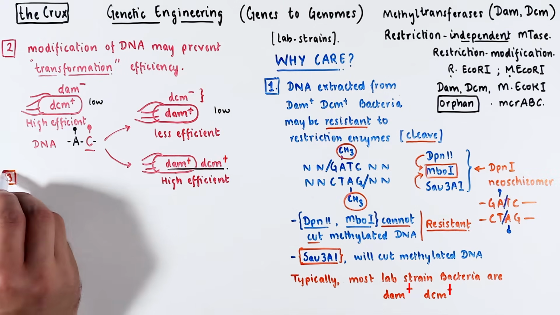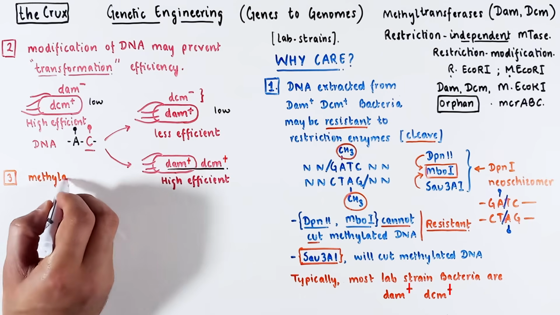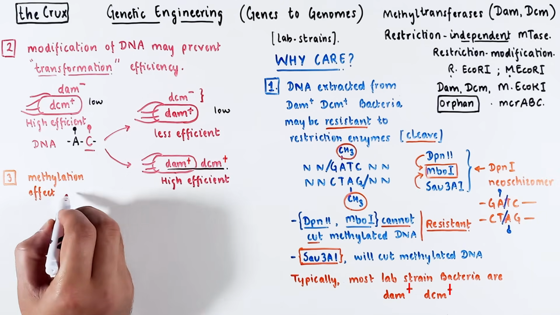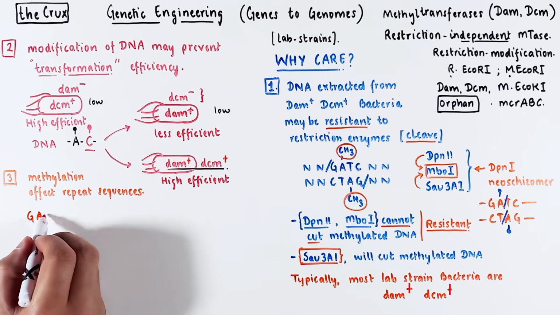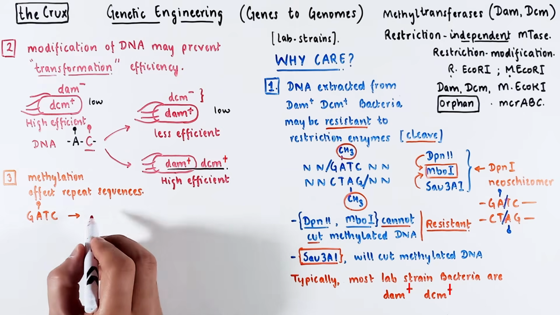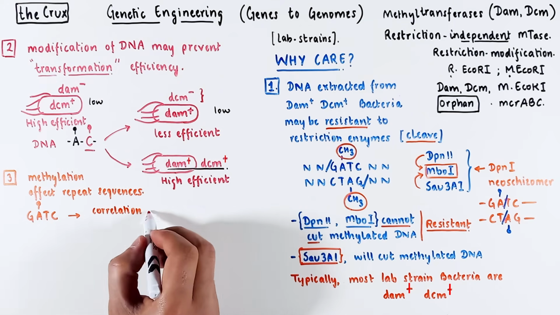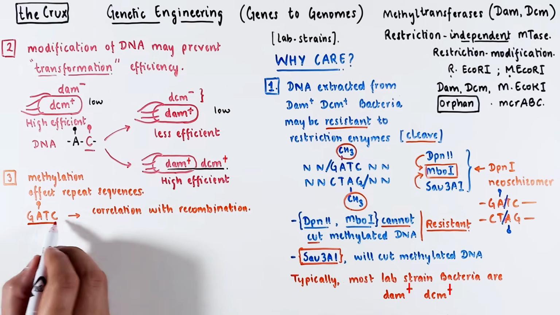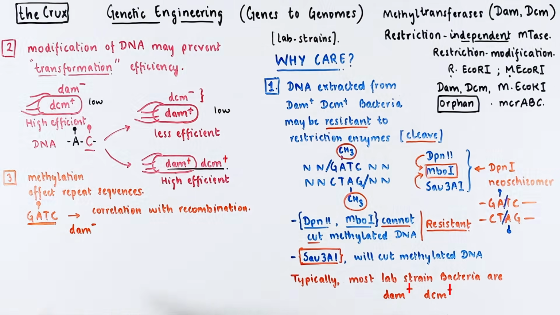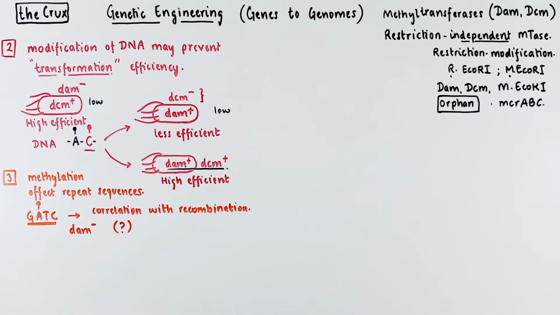The third reason is similar to the second one. Certain modification by Dam and Dcm can impact repeat sequences specifically. GATC modification within repeat sequences correlates with the recombination events in that DNA. So you may lose your piece of DNA if it is repetitive and cloned in a Dam plus bacteria. So better start that in a Dam negative bacteria. Why this happens is again unclear, but it will be an issue if you're not aware of this correlation.